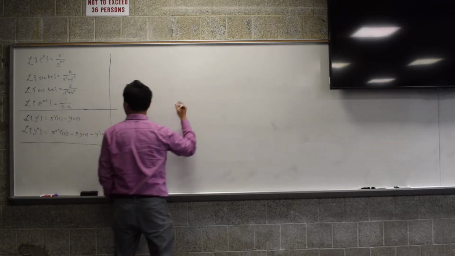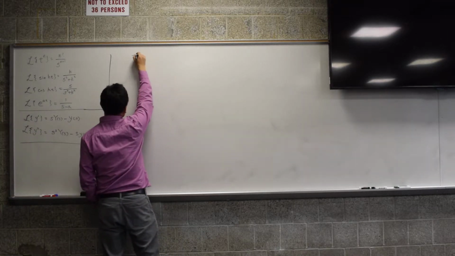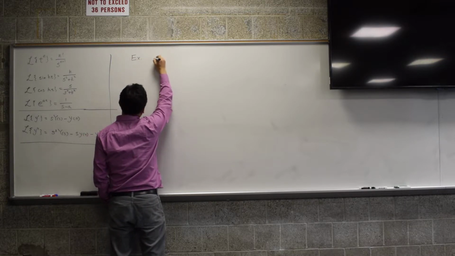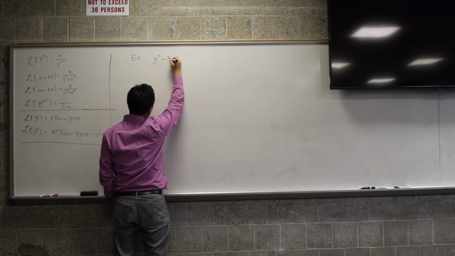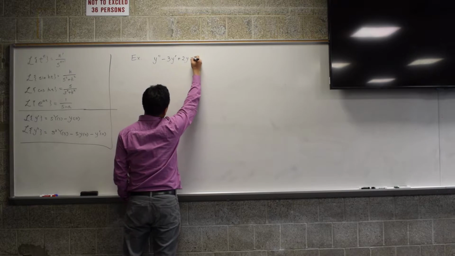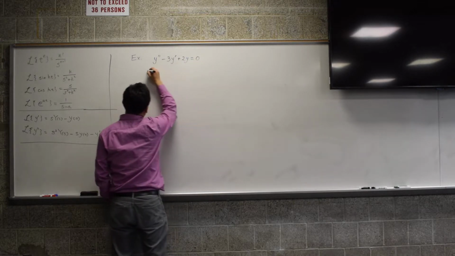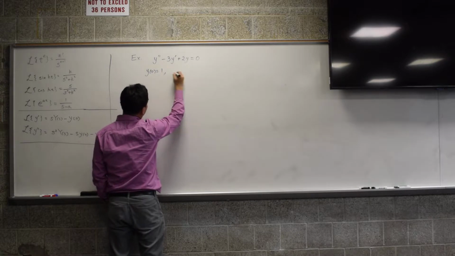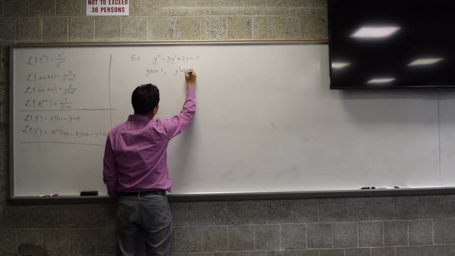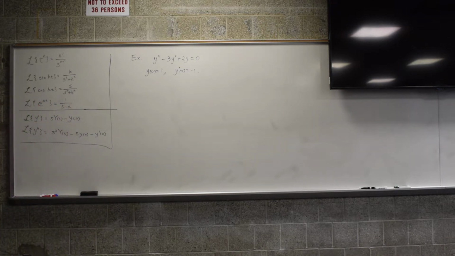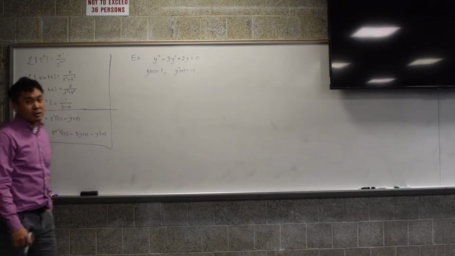All right, so here's an easy example. The first easy example. It's y double prime minus 3y prime plus 2y equal to 0. And let's say y of 0 is 1, y prime of 0 is negative 1. Let's try to solve this equation.